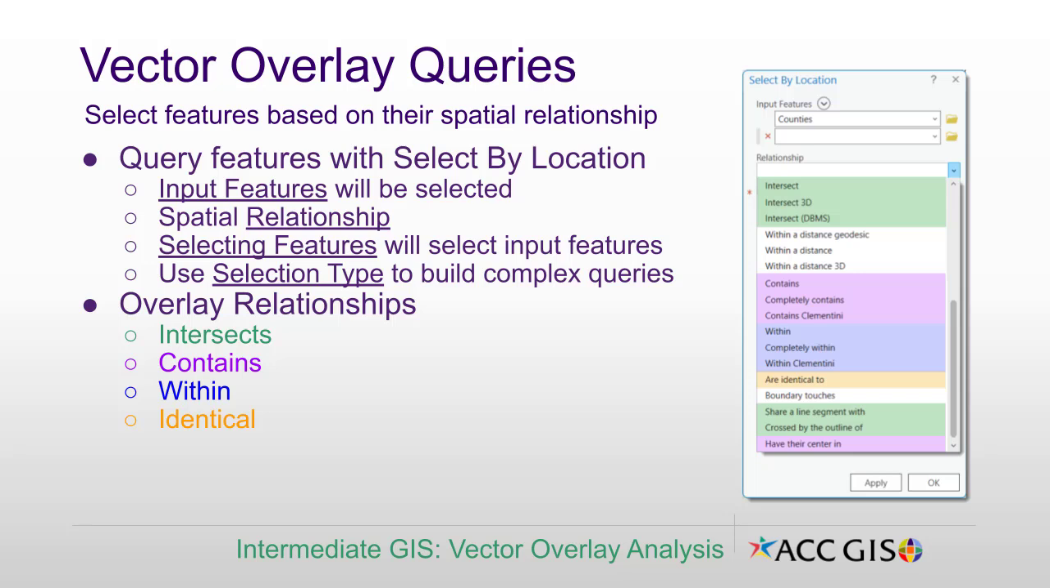The spatial overlay relationship within is just the opposite, in which the input features will be selected if they lay within the selecting features. And within includes both the boundary and the inside. Completely within means that both the boundary and the inside need to be completely within the selecting features. And then within Clementini means the inside, but not necessarily the boundary, needs to be within the selecting features. The last type of spatial overlay relationship is identical, and it's pretty straightforward. It means that input features will be selected if they're coincident with selecting features.